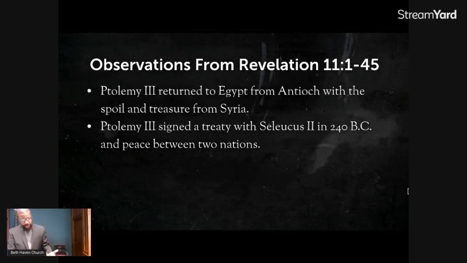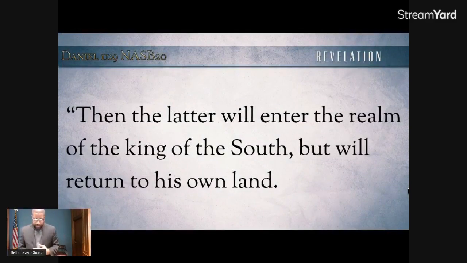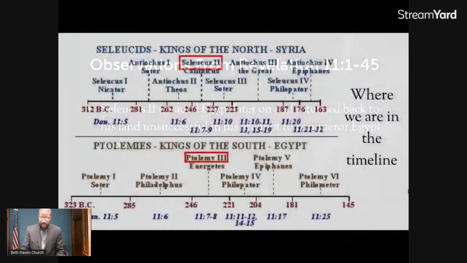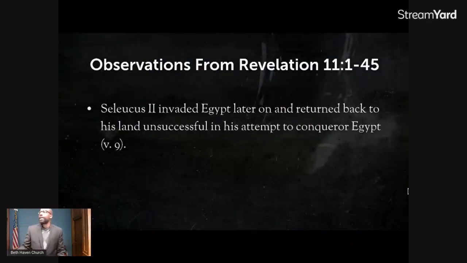After that particular conflict, Ptolemy III signed a treaty with Seleucus II. Probably more so because Seleucus was pretty much conquered at that point, and had established a peace between the two nations. Now, of course, Seleucus wouldn't be happy about that because he just got conquered. So, thus, verse 9. Then the latter will enter the realm of the kingdom of the south, but will return to his own land. Essentially, Seleucus II invaded Egypt later on and returned back to his land unsuccessful. So he was not successful in his conquest to take the king of the south. And he essentially returned back to his land.